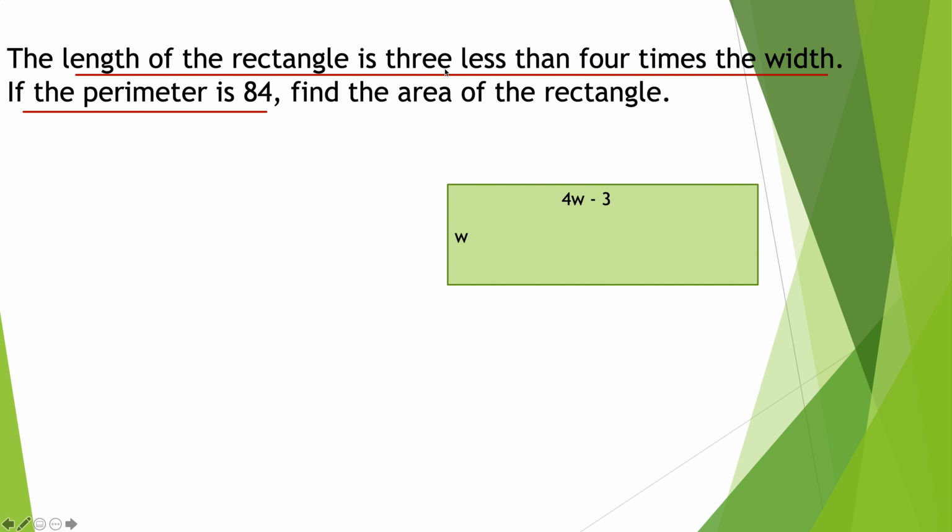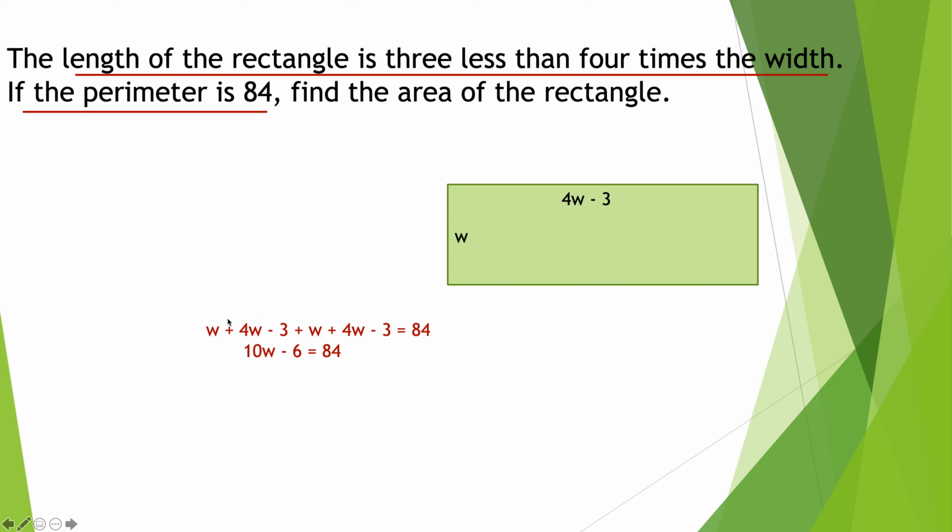This time it's 3 less than 4 times the width. Less than is minus. So when I draw my rectangle, the width is W and the length is 4W minus 3. Then I set them up into my equation, which says the left, which is W, the top, 4W minus 3, plus the right, which is W, plus the bottom, which is 4W minus 3, has to all add up to 84.